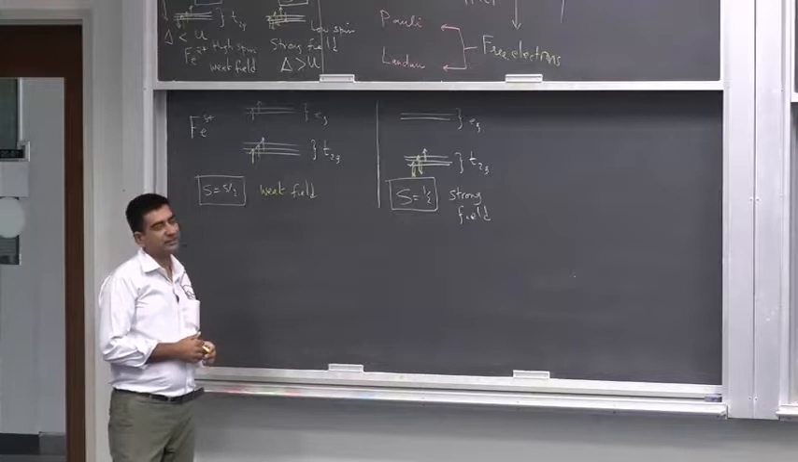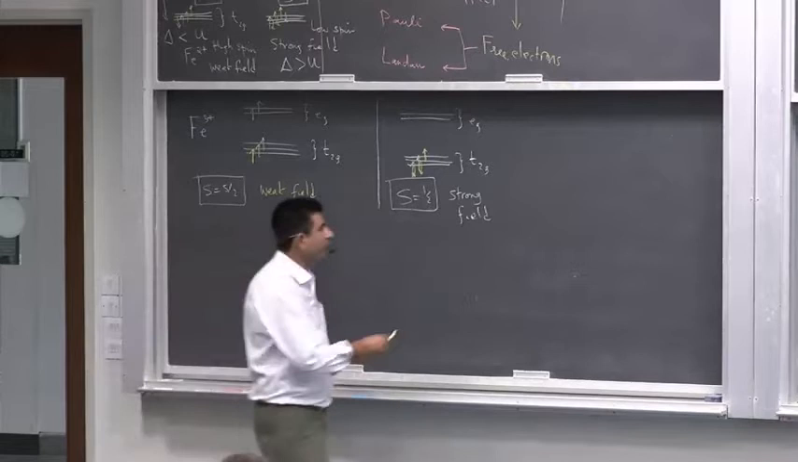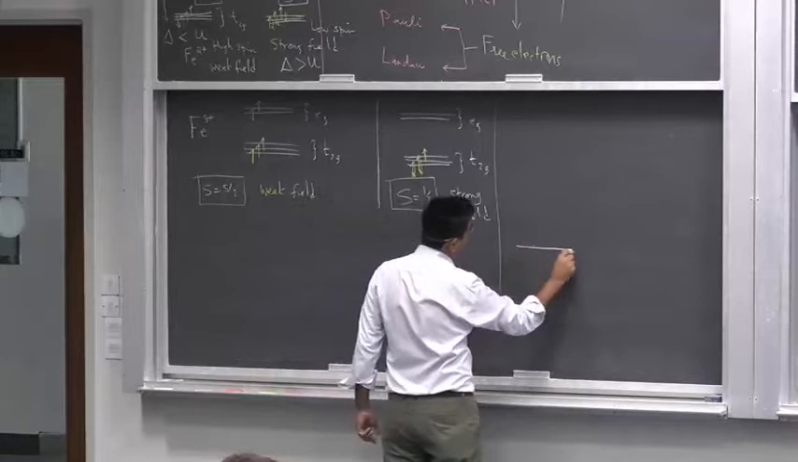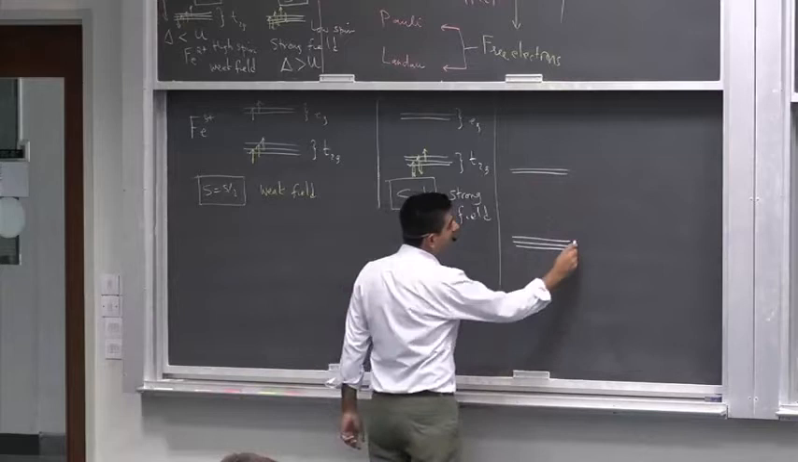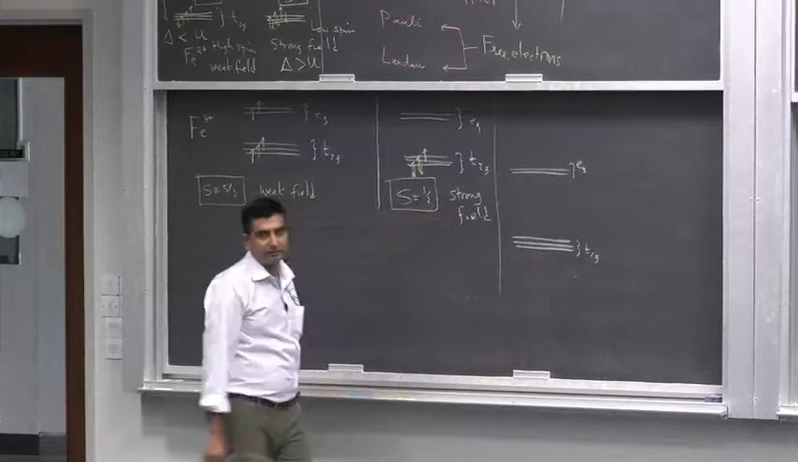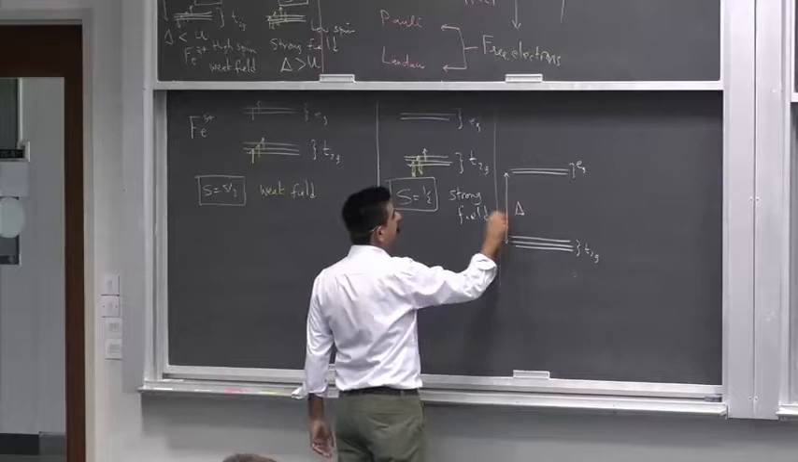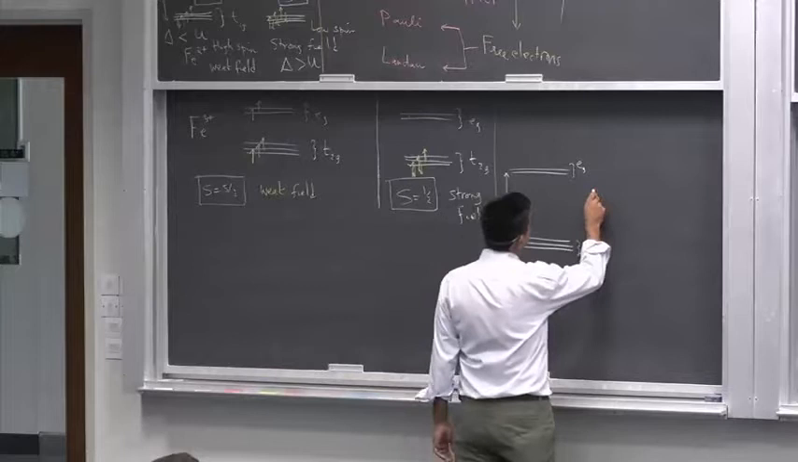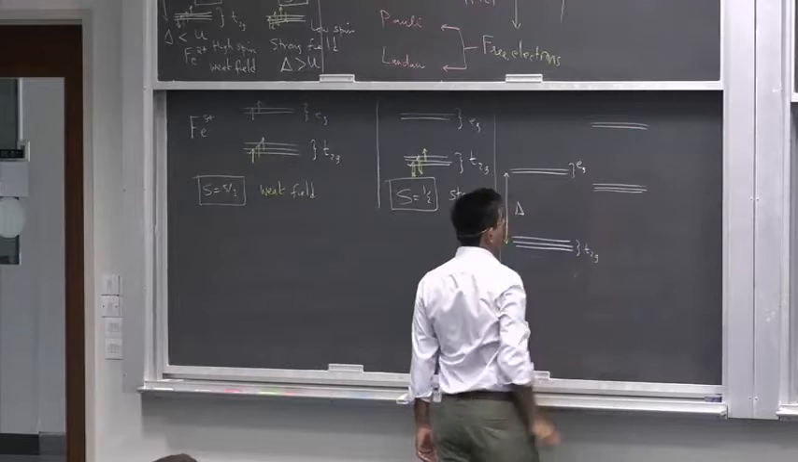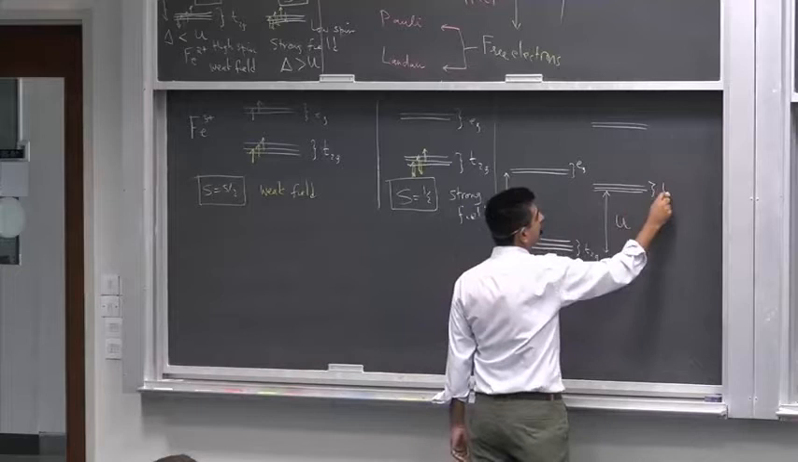Another way to look at this diagrammatically is the following. Suppose you have this is the triplet manifold and this is the Eg manifold, okay? Once again, octahedral environment, cubic symmetry. This separation is the crystal field splitting delta. Now you could have the following case. Remember, this is a conceptual diagram. This thing is the Coulombic interaction. Once again, this is T2g, this is Eg.